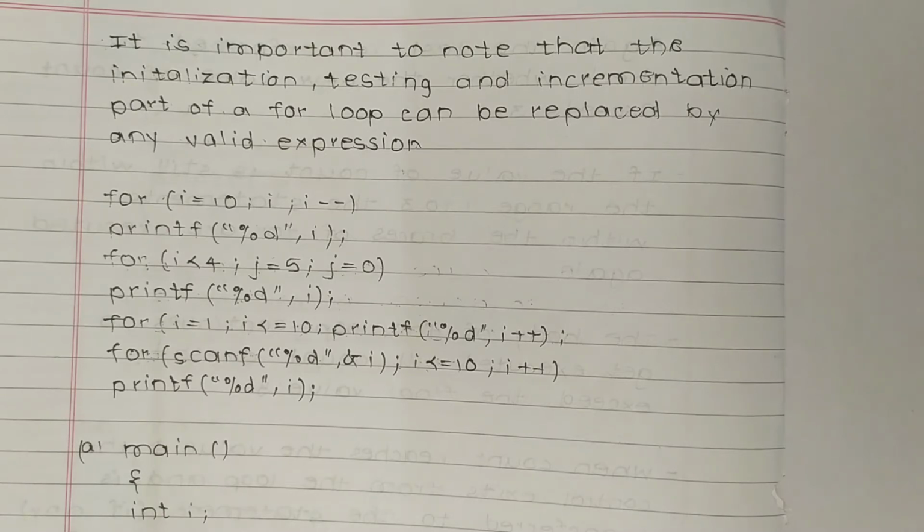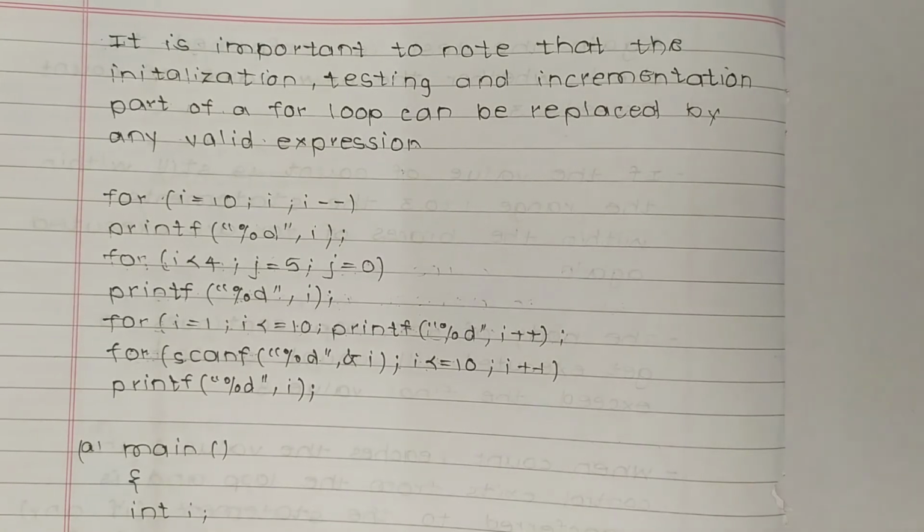That means here commas also are being used. Now for scanf("%d") and i <= 10, i++, printf("%d", i). So here that part is replaced. Now program A: main, int i, for i = 1, i <= 10, i = i + 1, printf("%d\n", i).